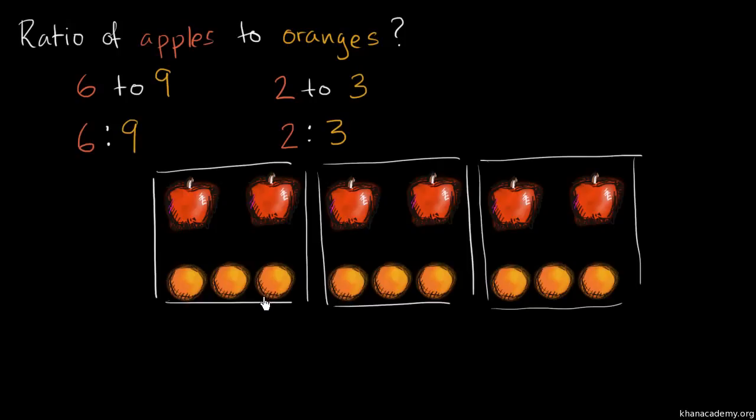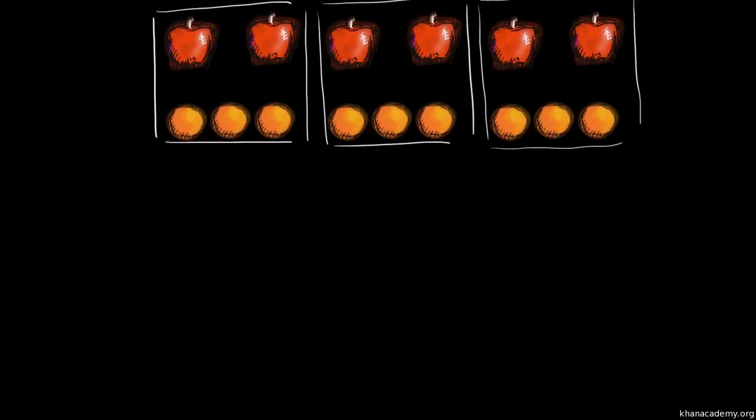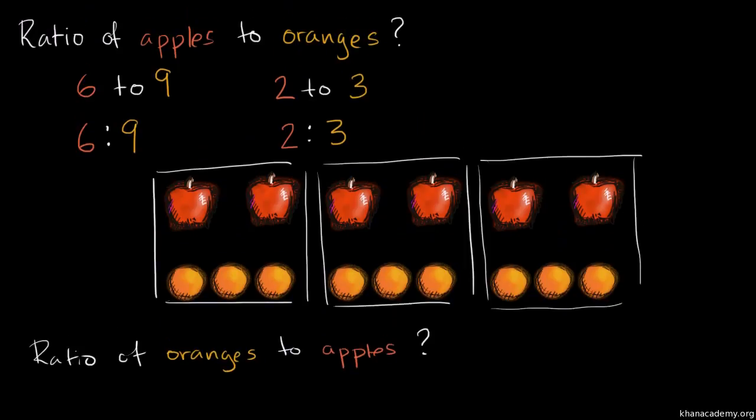But we could think about things the other way around as well. We could also think about the ratio of oranges to apples. And here we would essentially switch the numbers. Notice, up here we said apples to oranges, which is 6 to 9, or 2 to 3 if we reduce them. And here we're going to say the ratio of oranges to apples. So we've swapped these two, and so we're going to swap the numbers.